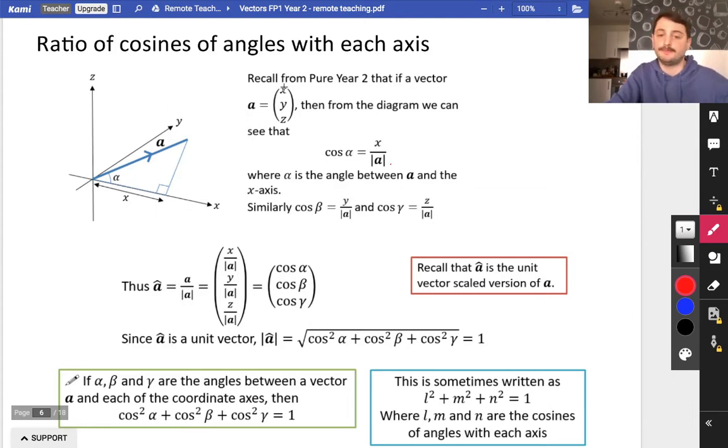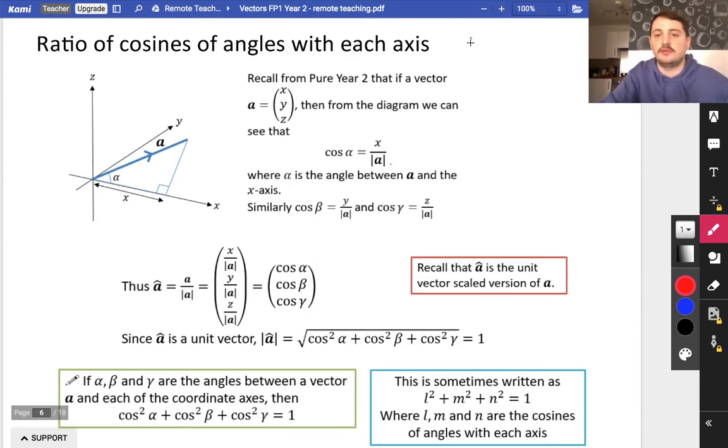So I said, recall from Pure Year 2 that if a vector A is (x, y, z), then from the diagram we can see that cos alpha is equal to x over the modulus of A, where alpha is the angle between A and the x-axis. So let's just quickly think about what's happening here. We're trying to find out what angle it makes with the x-axis. This is called the direction cosine.